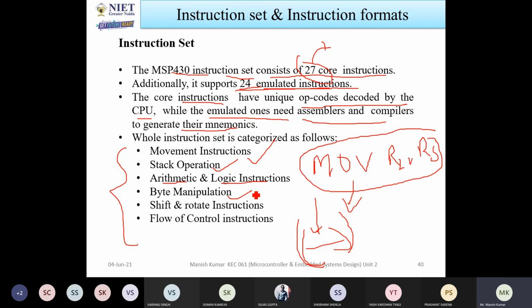That type of instruction is called byte manipulation. Next is shift and rotate instruction. You are using the shift instructions and rotate instructions. These instructions are also available. And also flow of control instructions. It means that you can change the program counter value. Flow of control instruction means you are controlling the system. You are controlling how the program will be executed.